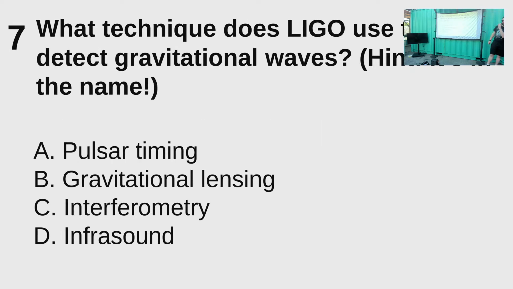Question 7. Which technique does LIGO use to detect gravitational waves? Hint, it's in the name, but I won't tell you what LIGO stands for. Is it A, pulsar timing, B, gravitational lensing, C, interferometry, or D, infrasound?